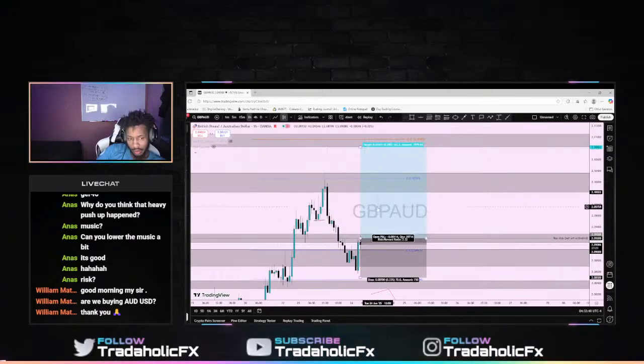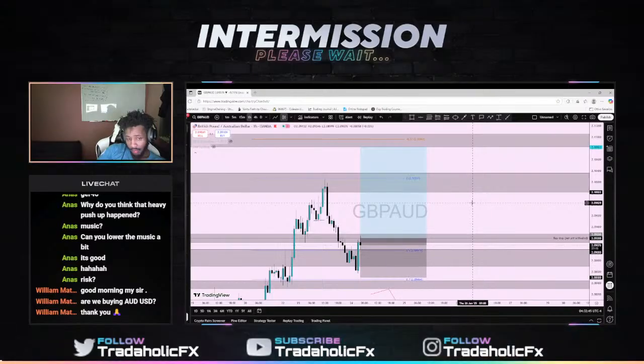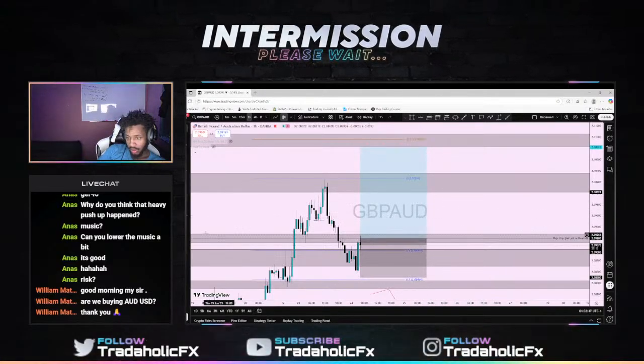TP1 will be a 1-to-1 risk reward. So I'm gonna take partials at 70 pips in profit. If we don't go 70 pips in profit and we hit stop loss, then that's just a losing trade.